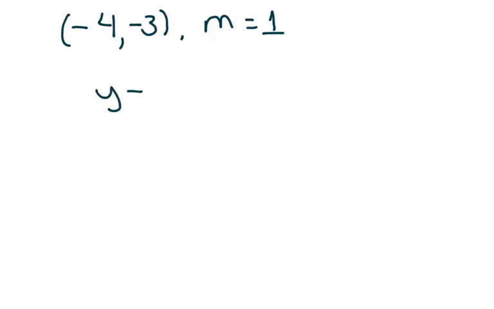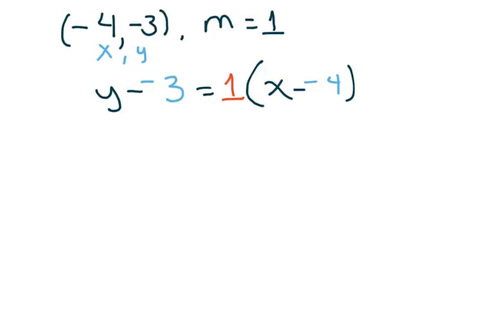Let's try another one. Let's try negative 4, negative 3, and my slope is 1. So I'm going to have y minus negative 3 equals my slope, which is 1, times x minus my x portion. Here's my x, this is my y, negative 4.